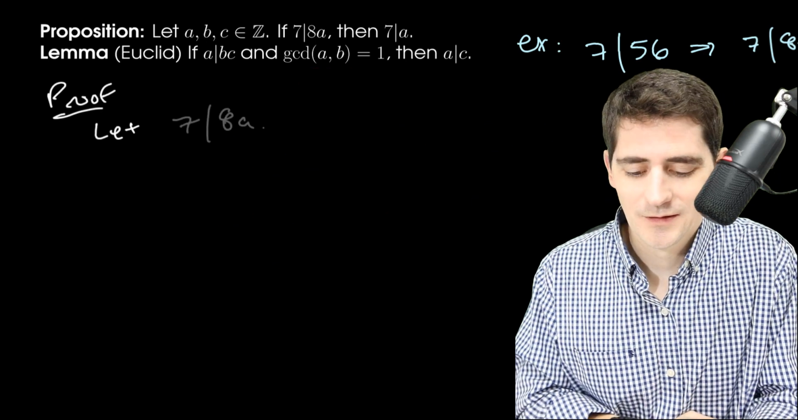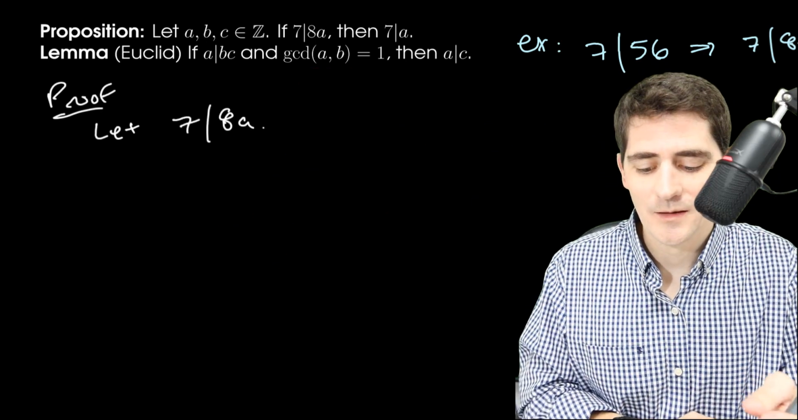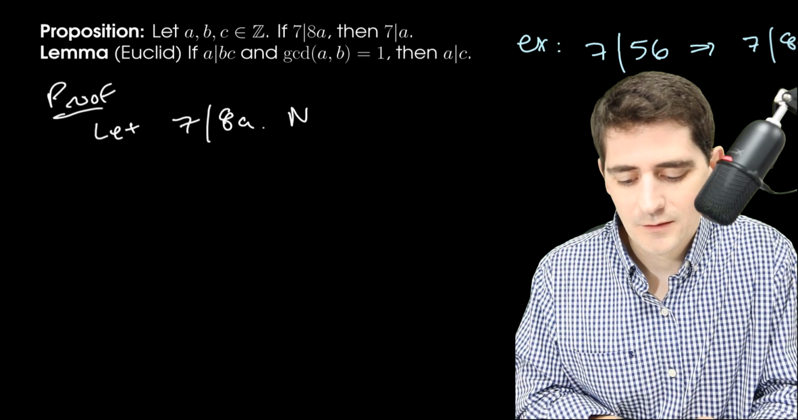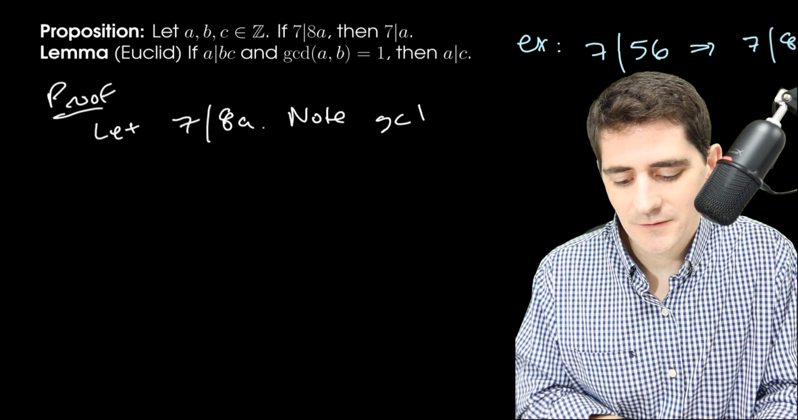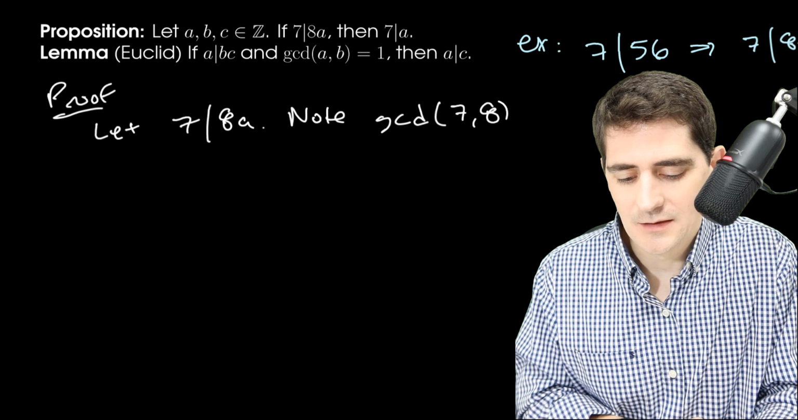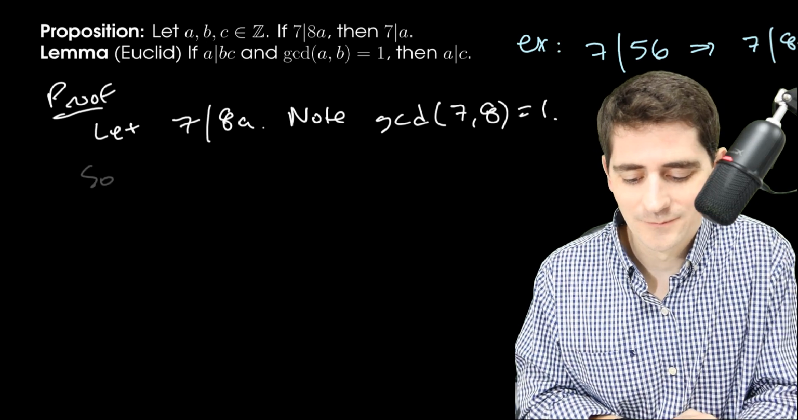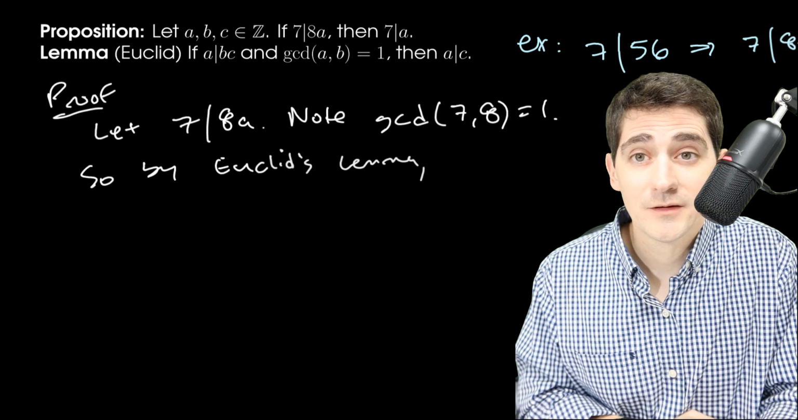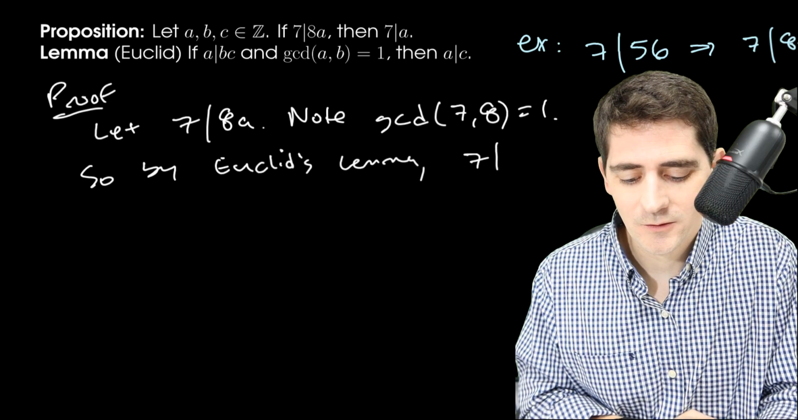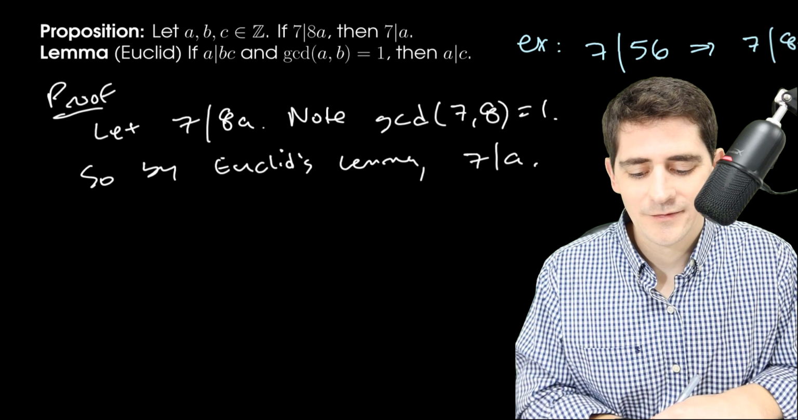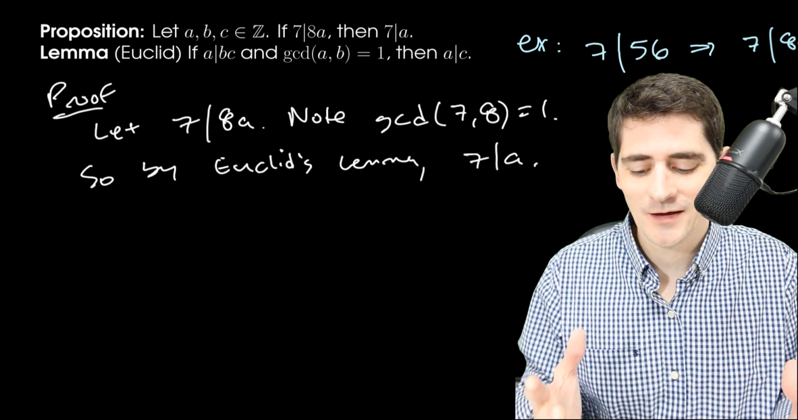So here's how it goes. We're going to say 7 divides 8 times a. Note, what's the greatest common divisor of 7 and 8? The only thing that divides 7 and 8 is 1. So by Euclid's lemma, 7 doesn't divide 8, right? So I can just throw away the 8 and just say 7 divides a.